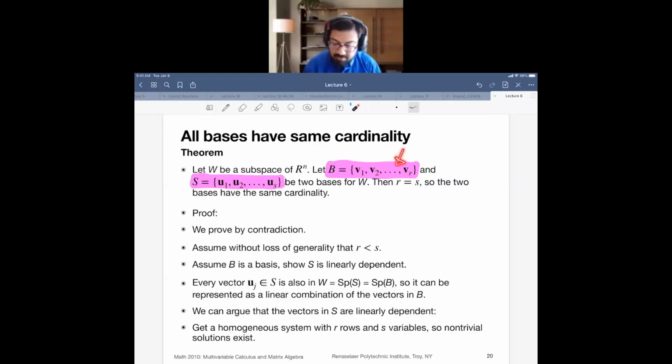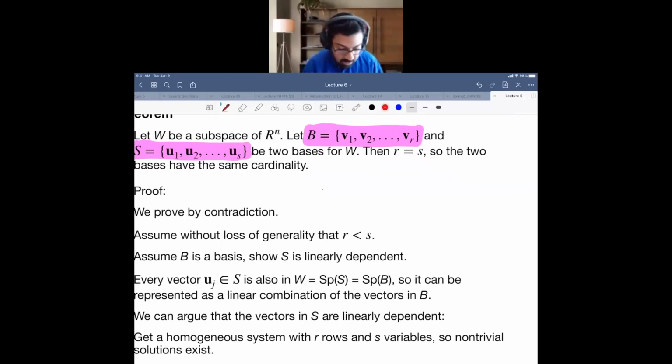So the number of vectors you have in this basis is less than the number of basis vectors you have in S. What we are assuming here is B is a basis, and we are going to try to show that S is linearly dependent, right? If it has to be a basis, then you need linear independence between the vectors. So if it is dependent, you know that it is not going to be a basis, right? So what we are trying to prove here is this. B is a basis.